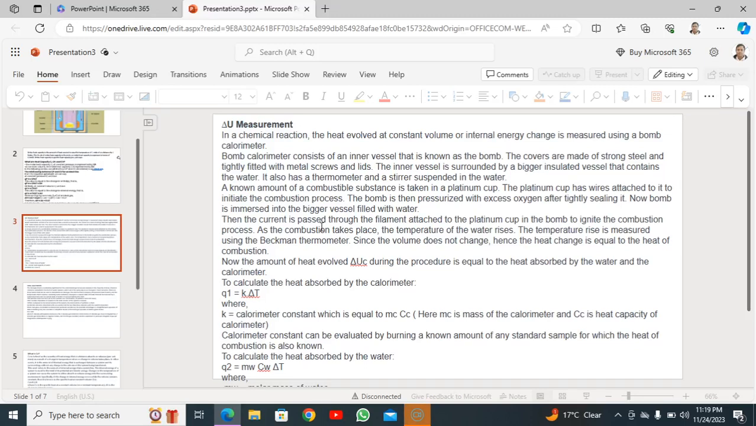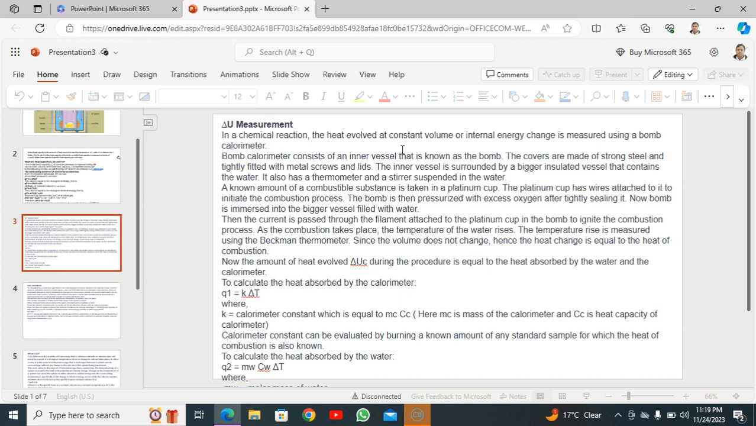Let us study how to calculate practically internal energy and enthalpy. Internal energy, dU, in a chemical reaction is the heat evolved at constant volume. The internal energy change is measured using a bomb calorimeter.